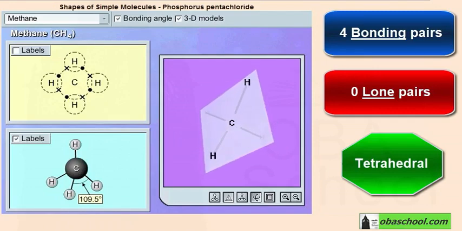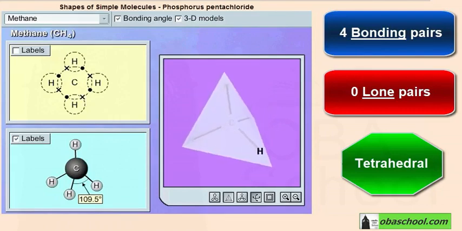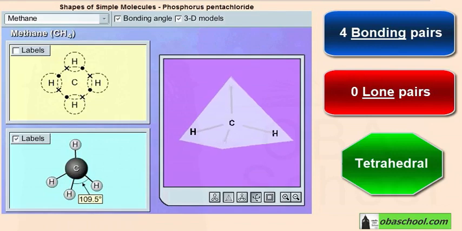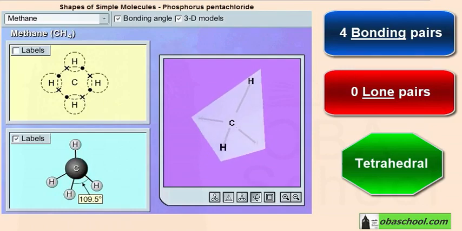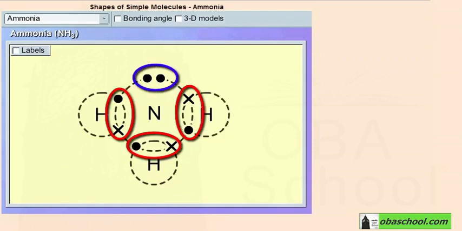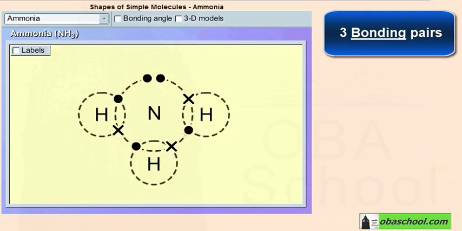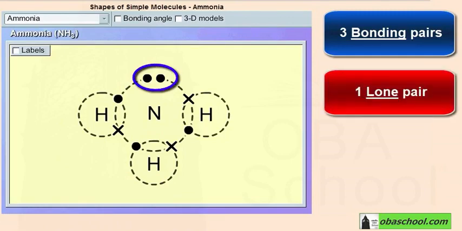You have to differentiate between bonding and non-bonding pairs of electrons. So in this case, we have four bonding pairs of electrons, and the shape will be a tetrahedral, and the angle will be 109.5 degrees. What if we have a total of four pairs of electrons, but one of them is a lone pair, which means that it is a non-bonding pair? So we have three bonding pairs for the single covalent bonds between hydrogen and nitrogen, and we have one non-bonding pair of electrons, which is a lone pair on the nitrogen atom.